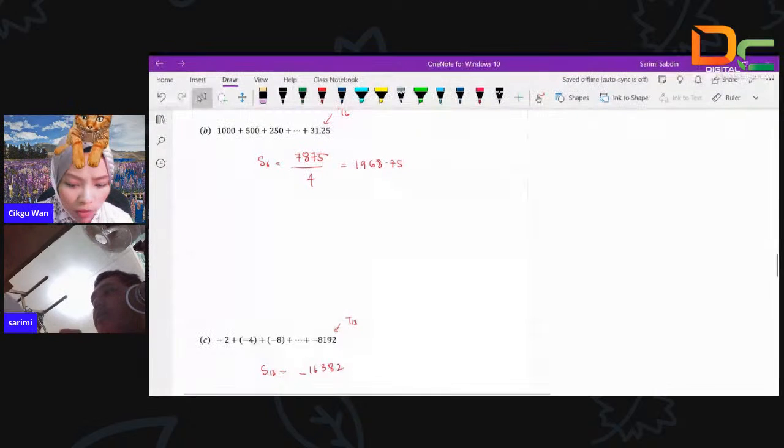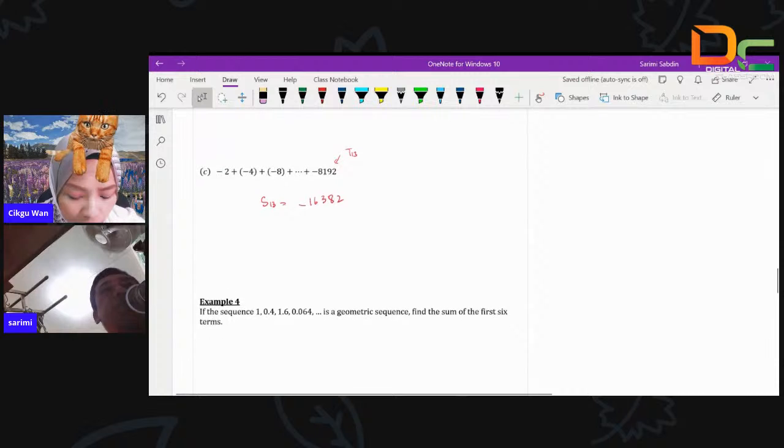Alright, so kita akan move to next example. Example 4.